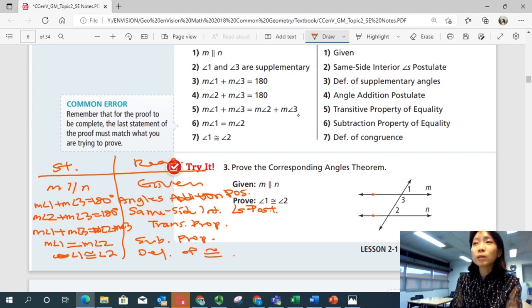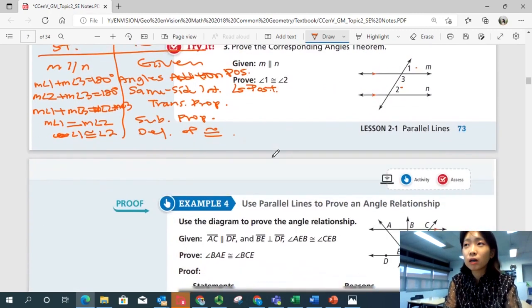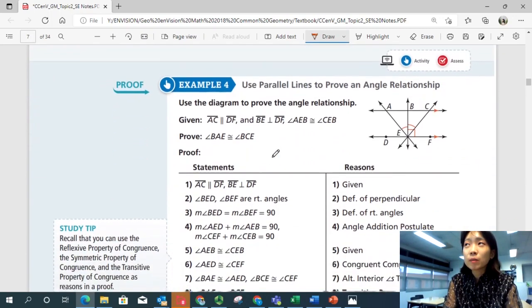So it's actually the same kind of proof, but what have we proven here? 1 and 2 are corresponding angles. And so by using almost the same approach and steps, we could also prove that corresponding angles would be congruent as well because they're supplementary to the same angle. Okay, if you got that proof correct, good job. You got it.